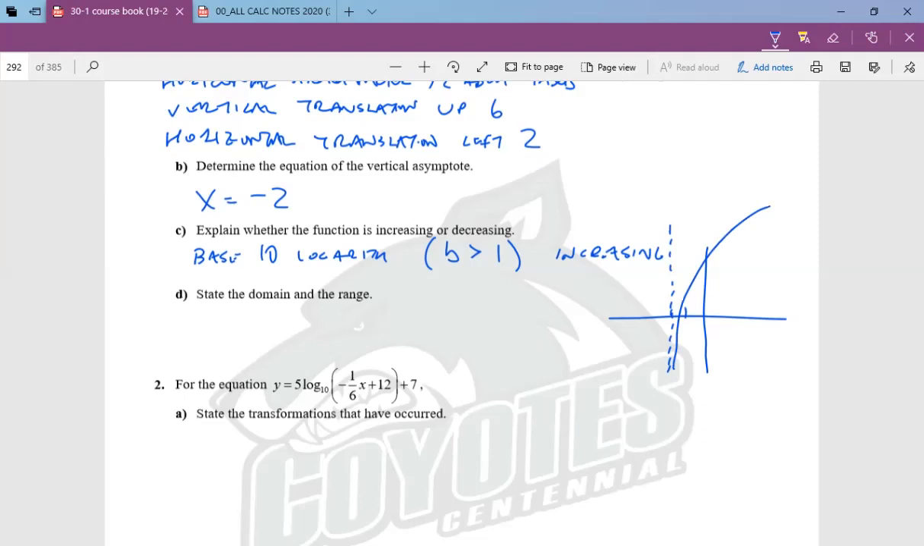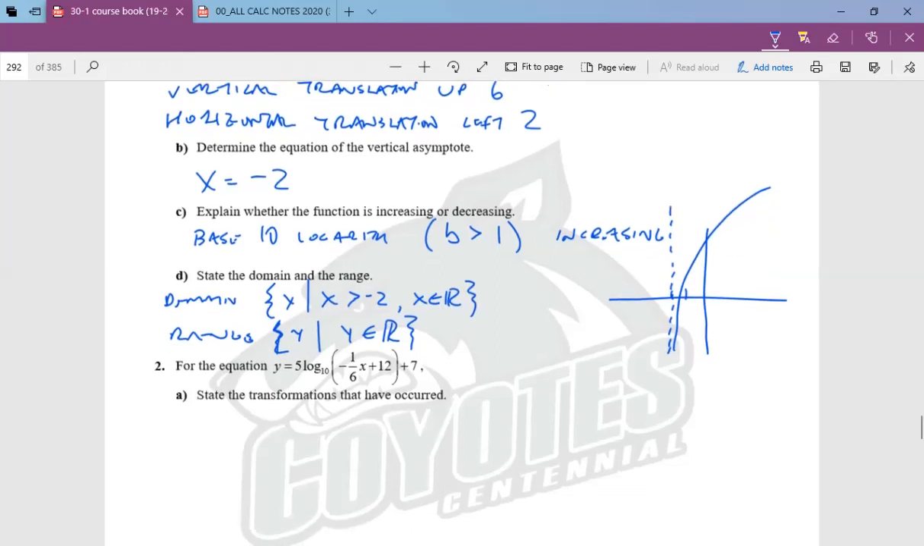So for domain and range, our domain being the set of x such that x is greater than -2. The range for logarithmic, unless we have a context, is going to be just like our domain for an exponential was, all real numbers.